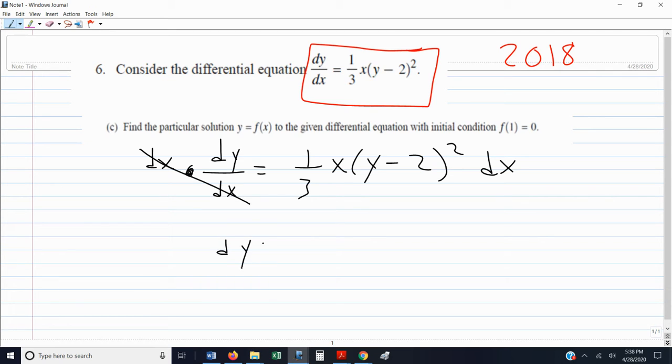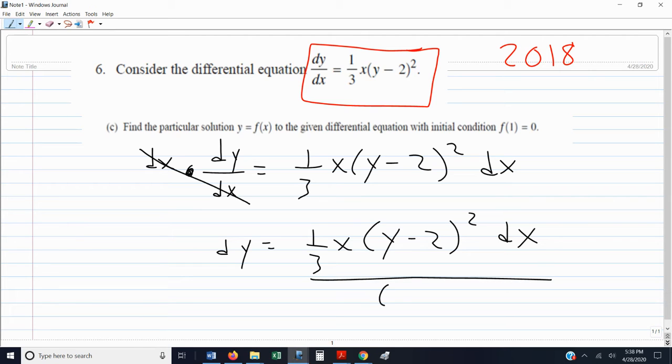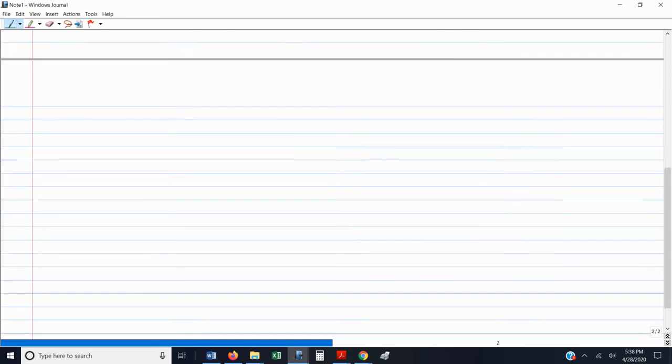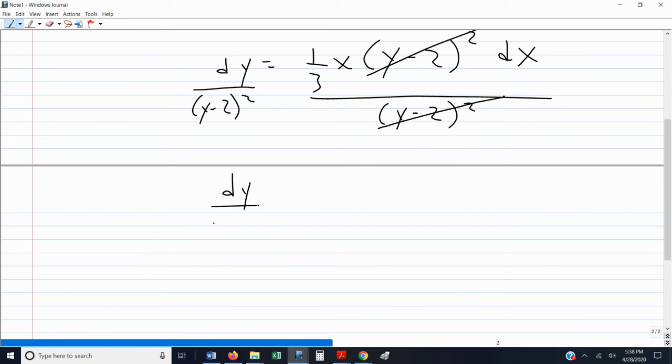And then I actually only need to do one thing to have the variables separated. So remember, we want the x's with the dx, the y's with the dy, and I can actually accomplish that in one step. So think about what that step would be. And that would be dividing by (y - 2) squared. If you divide by (y - 2) squared, then you have separated the variables, and you have dy over (y - 2) squared, and you have 1/3 x dx. So you have x with dx, y with dy, and that is considered separating the variables. So that would actually get you to your first point.